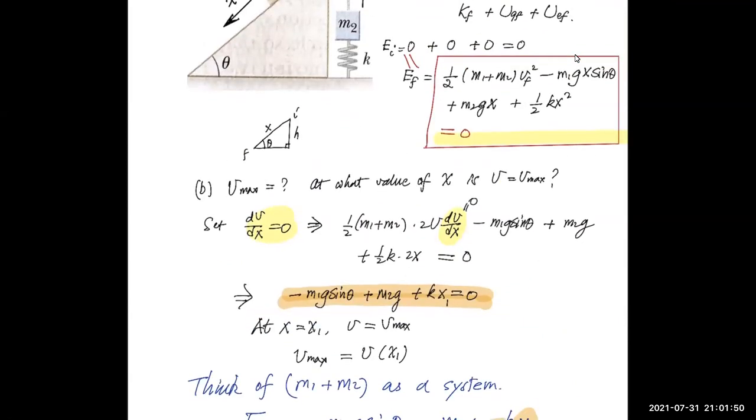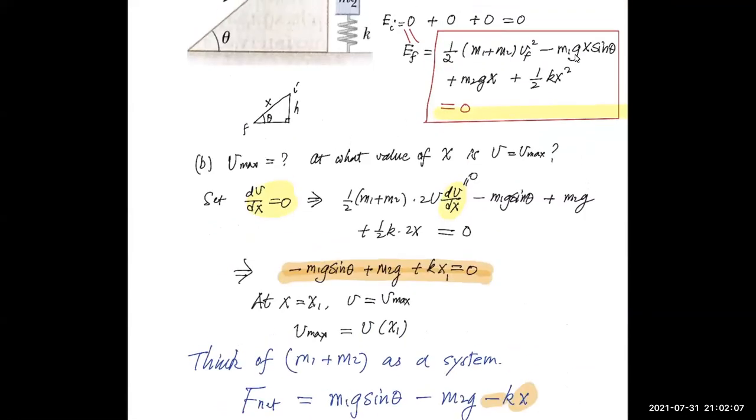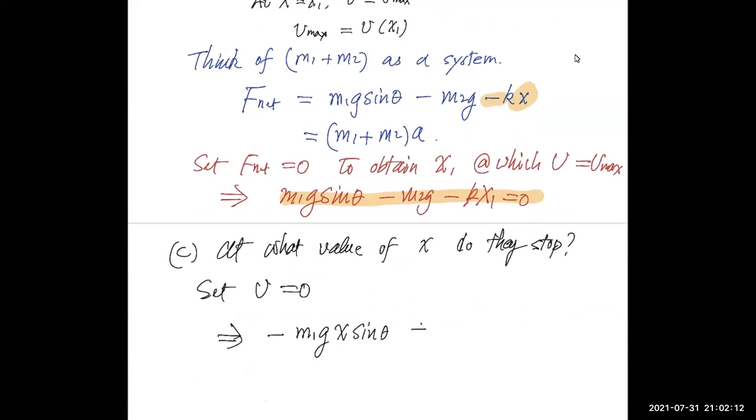So then there's no first term anymore. Then I have negative m1 g x sine theta, and that's the first term. And then the next term is plus m2 g x, and then plus 1/2 k x squared, that equals 0. Okay, all I did was to set v equal to 0.